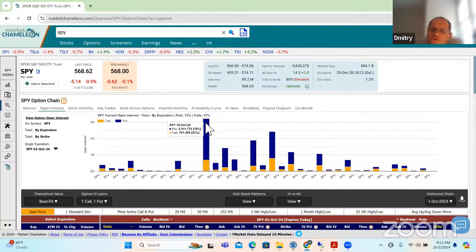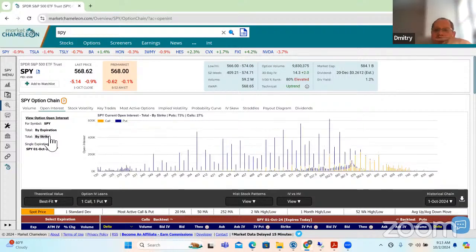Now we could also look at how the open interest is distributed by strike. Are there particular strikes, even if we aggregated all the expirations, where people tend to carry positions? Let's say we added all these expirations up. So we could look at this graph by strike. I'm going to click on that. And now we see a distribution of open interest by strike.